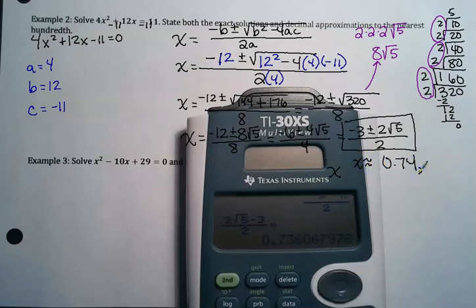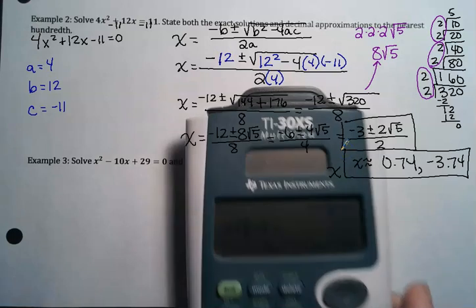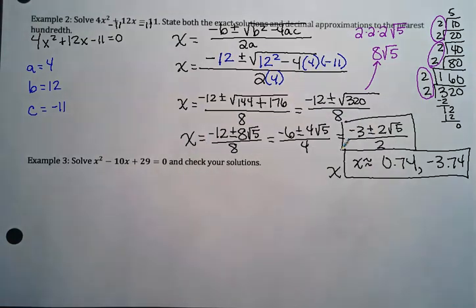And I would do the same thing for the minus 2 times the square root of 5. And I would get negative 3.74. Okay, so there you go. You have your exact answers as well as your decimal approximations there. Great.